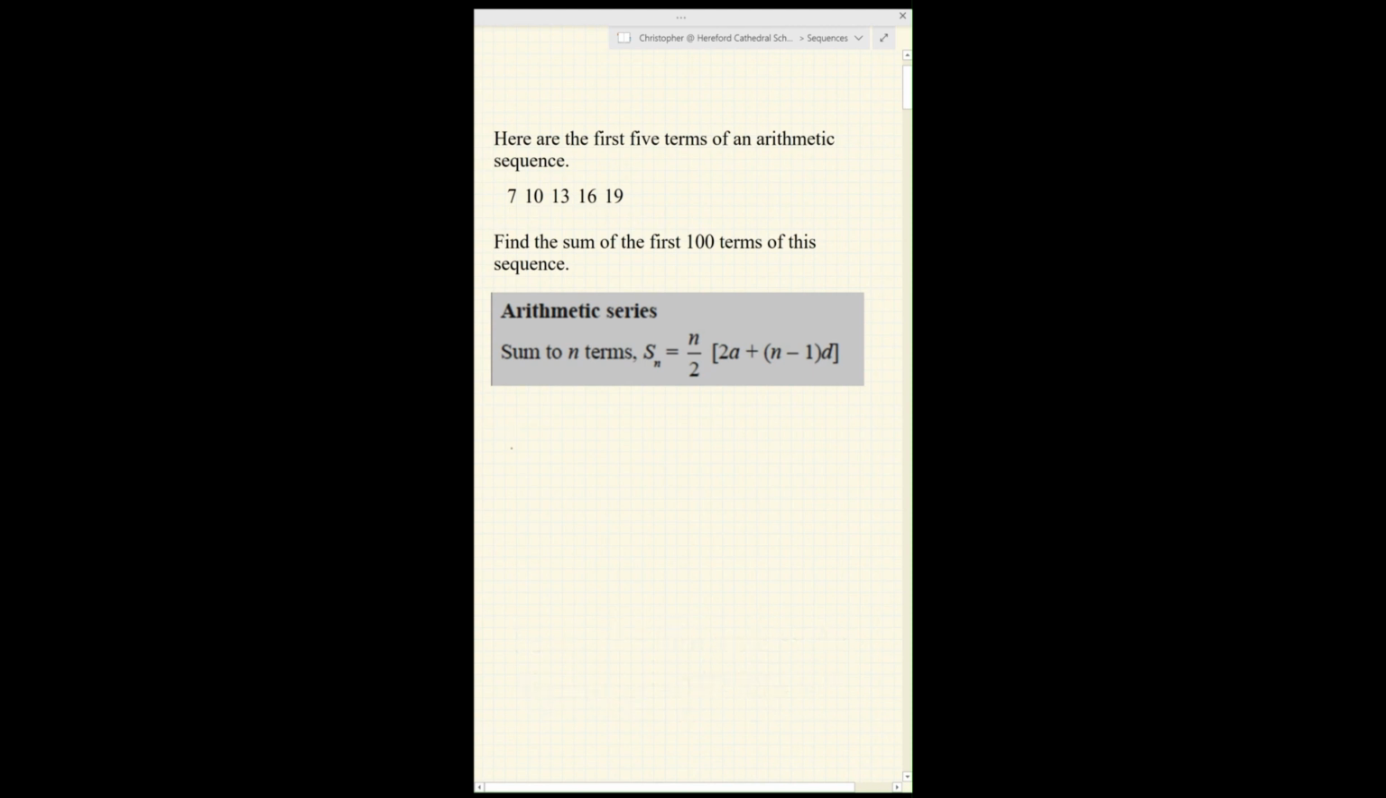Right, so the sum of the first 100 terms is going to be 100 over 2 multiplied by 2 times 7, 2 times the first term, minus 99, 100 minus 1, times the difference, 3, which is 50 multiplied by 311. And on my calculator, that's 15,550.